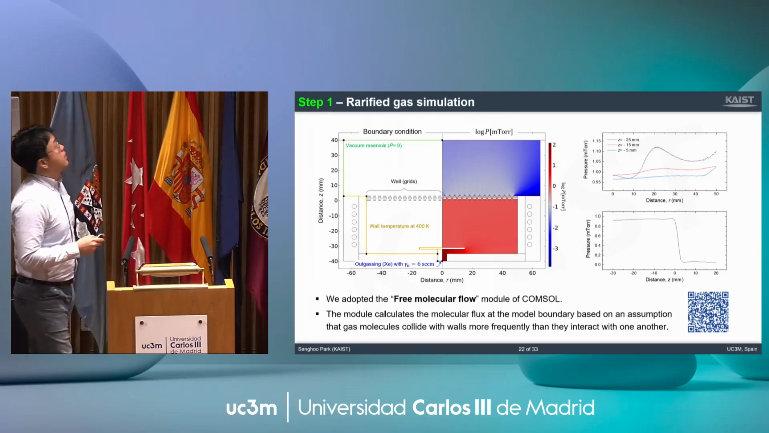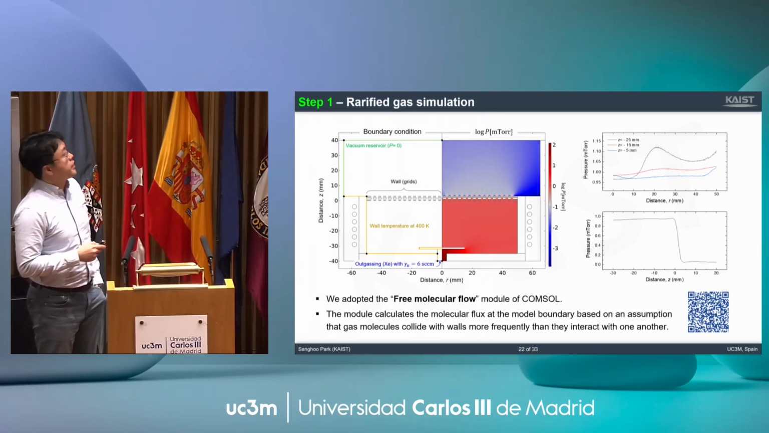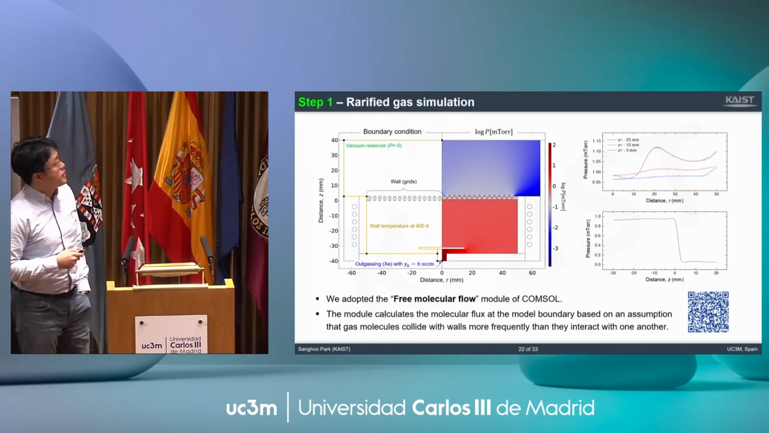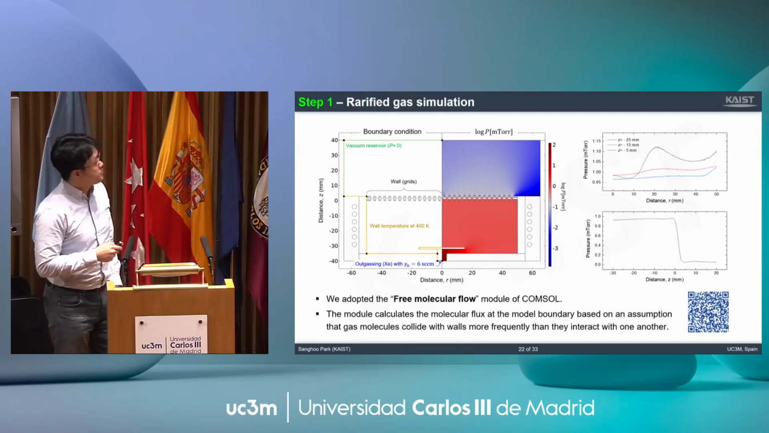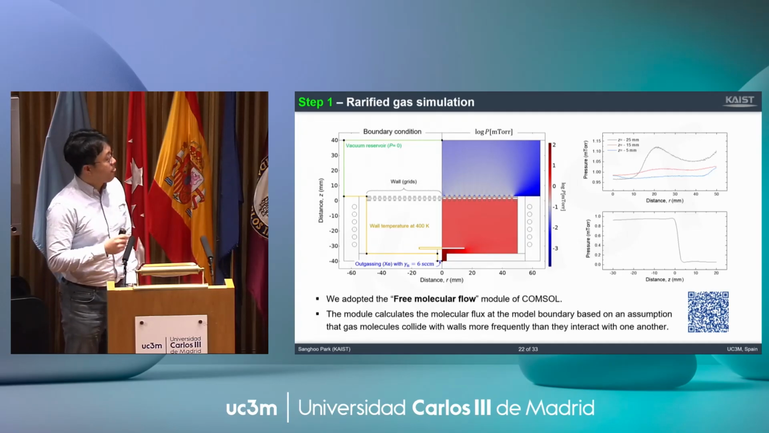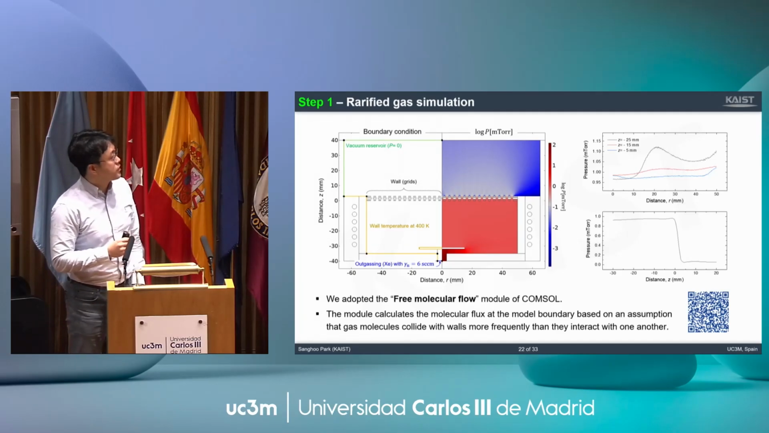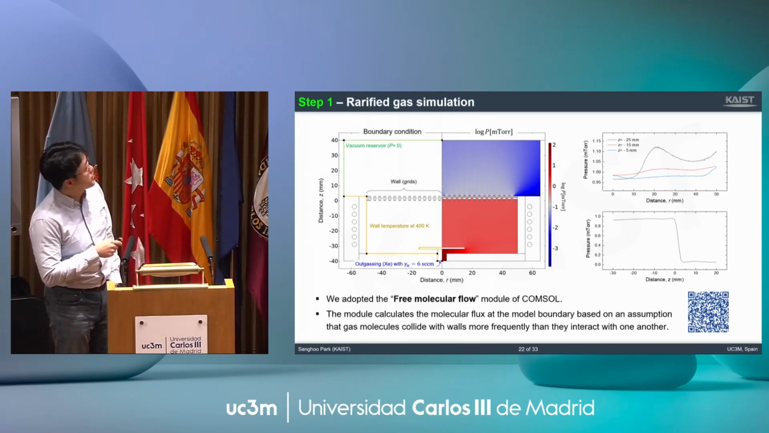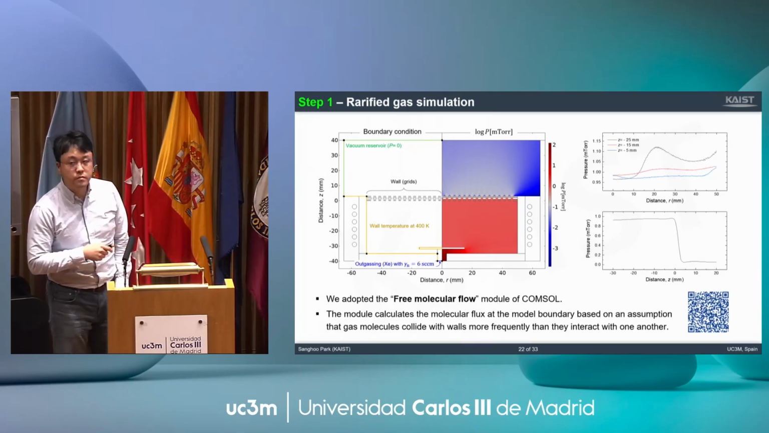So first of all, as a first step, we calculate the rarefied gas flow dynamics as you see here. With these boundary conditions, we can solve the molecular flux at the model boundaries as you see here. Here you can see three types of different boundaries.